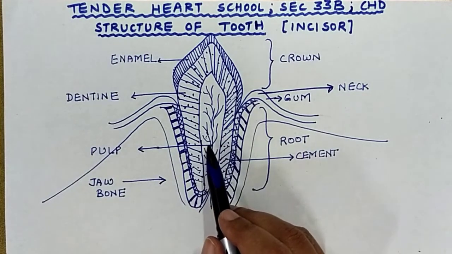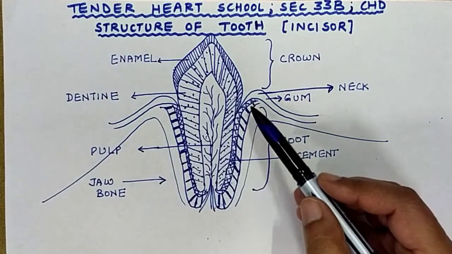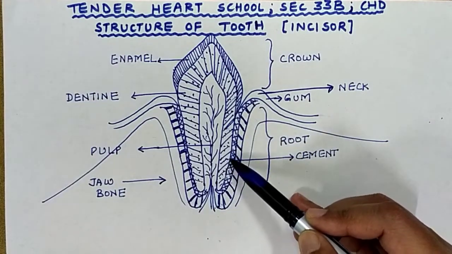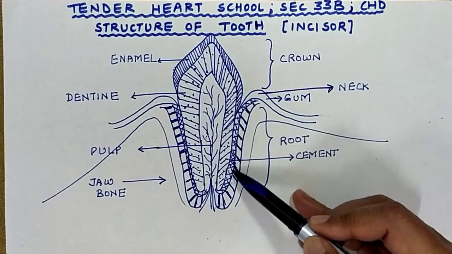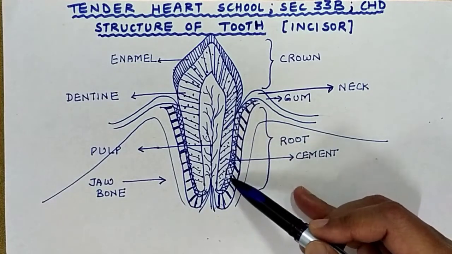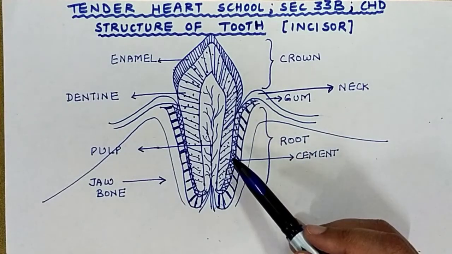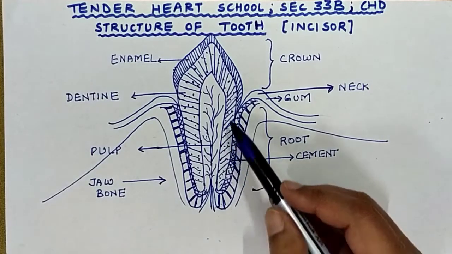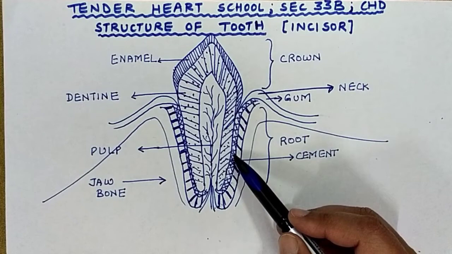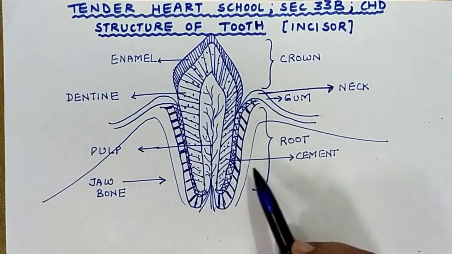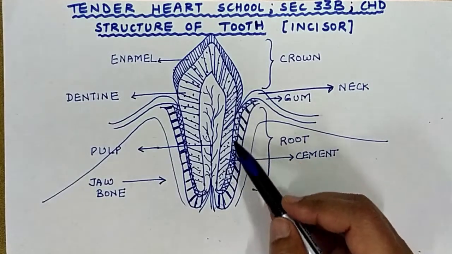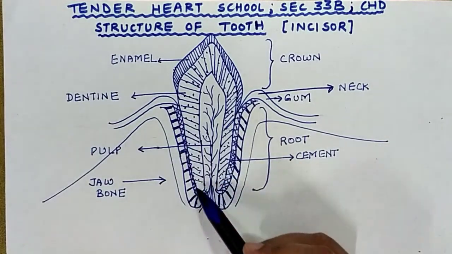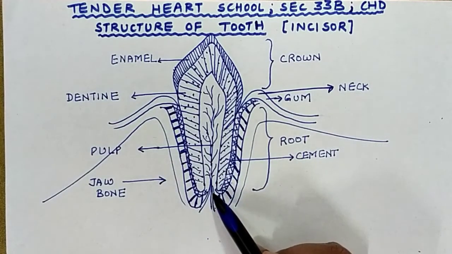Okay. Then we have the cement. Cement is a bone-like structure. It is another structure which is helping in fixing the tooth in position, right? It is fixing this tooth in position. The tooth is not moving inside our mouth, so it is being fixed in position with the help of this cement. Cement is the structure which is holding and fixing the tooth in the position, right?